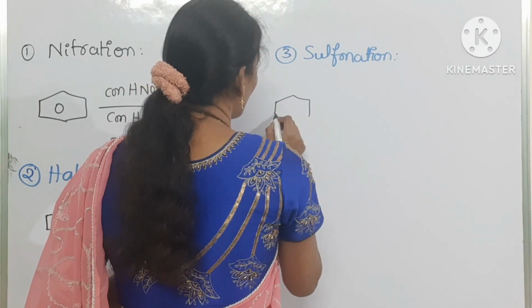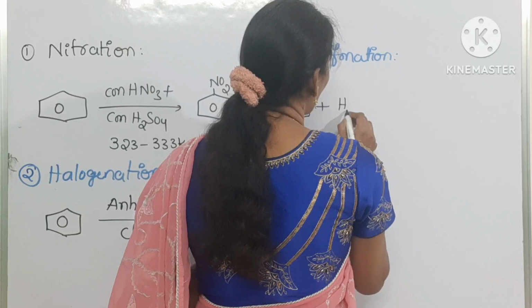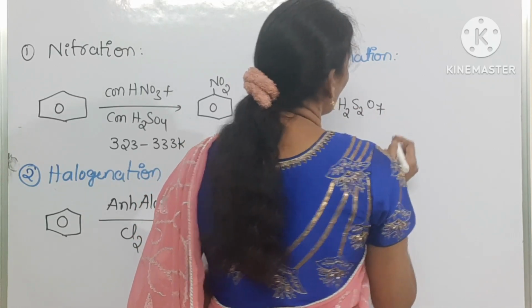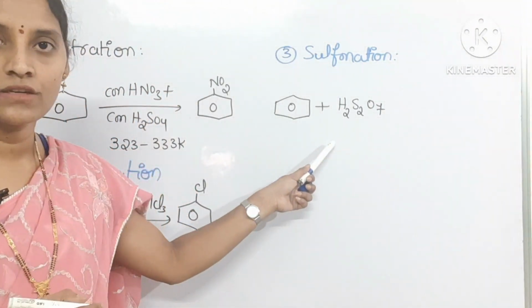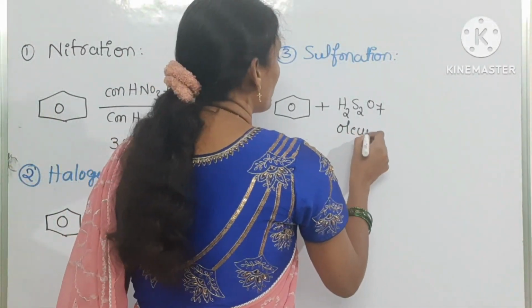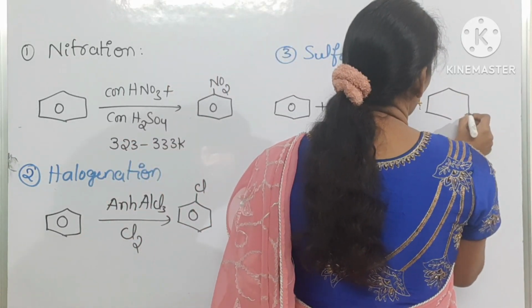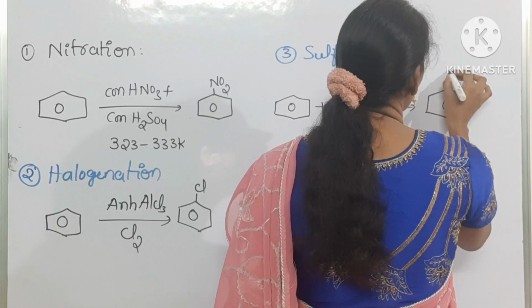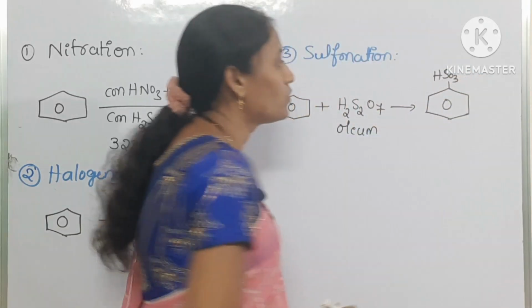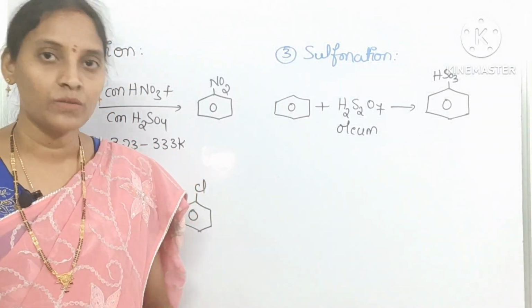This is the benzene. This is going to react with fuming sulfuric acid. H2S2O7 is the fuming sulfuric acid. Fuming sulfuric acid is also known as oleum. Okay, this will give you benzene sulfonic acid. HSO3 will attack the benzene. Benzene sulfonic acid will be formed.